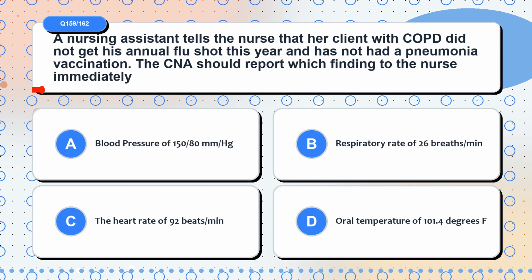Question 159. A nursing assistant tells the nurse that her client with COPD did not get his annual flu shot this year and has not had a pneumonia vaccination. The CNA should report which finding to the nurse immediately? Here are the options. Option A. Blood pressure of 150/80 mm Hg. Option B. Respiratory rate of 26 breaths/min. Option C. Heart rate of 92 beats/min. Option D. Oral temperature of 101.4 degrees F.